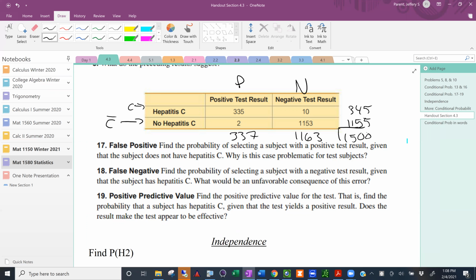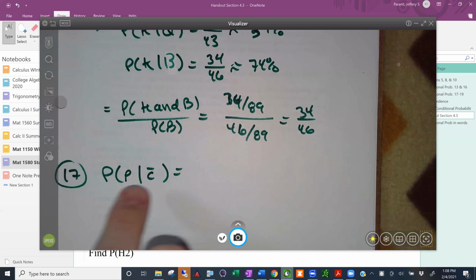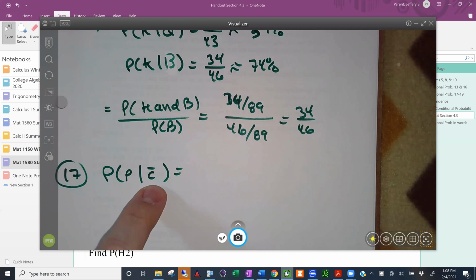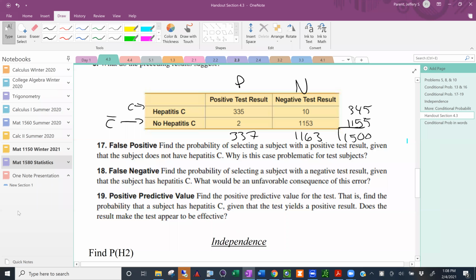Let's calculate some probabilities. Don got us started, and we got the right notation. Let's take a look at what we're given. We're given the event of C bar, so that limits our sample space. It limits where we can be on our table. What part of our table should I highlight? C bar, so basically this bottom row here. Awesome, thank you. C bar, that's this row right here.